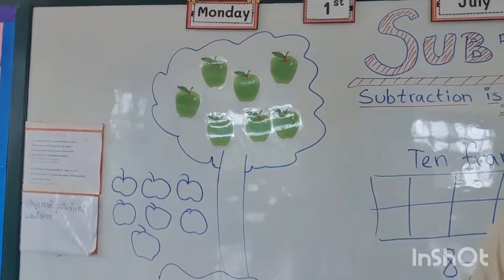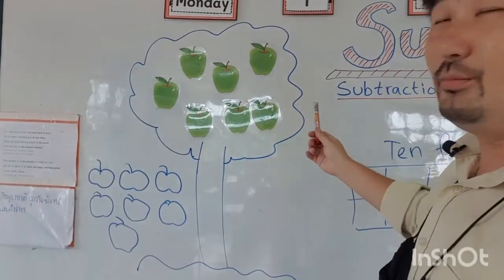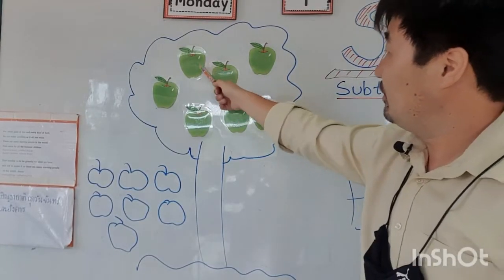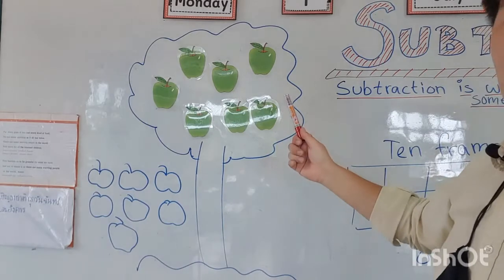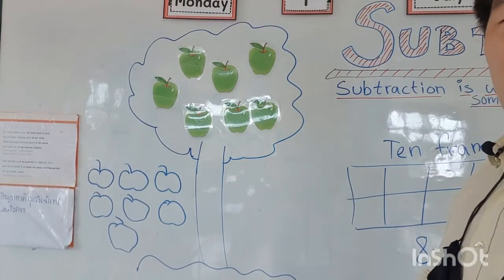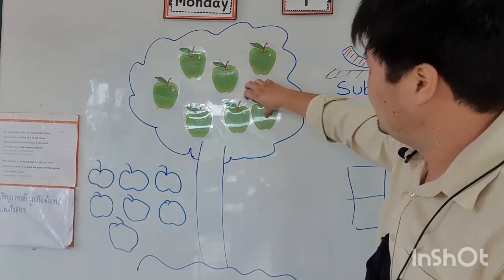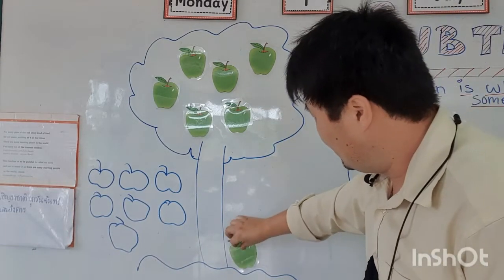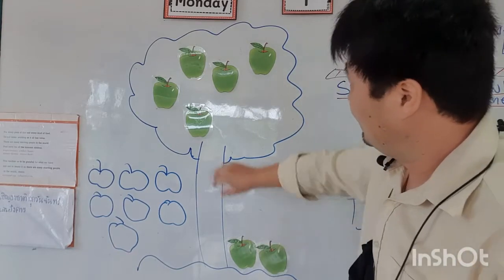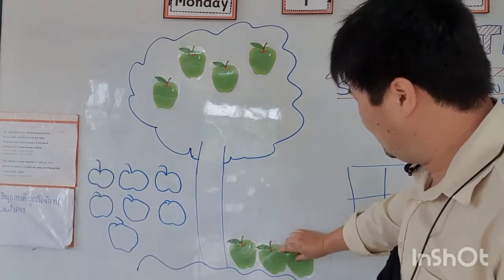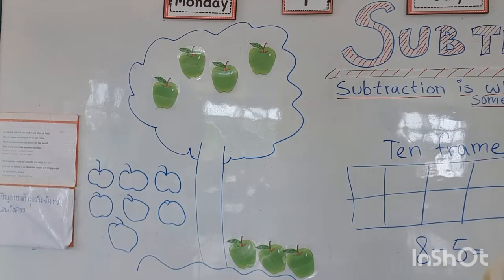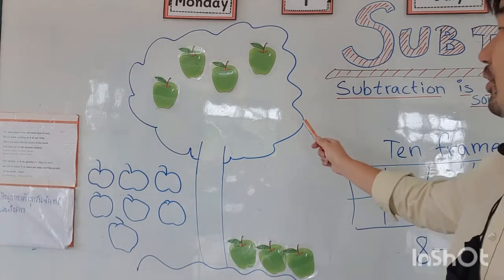Okay, so here we have a very beautiful apple tree, and there are 1, 2, 3, 4, 5, 6, 7 apples on the tree. Then one day 3 apples fell to the ground because they were ripe. Okay, so 3 apples fell off, and then the question: how many apples are left on the apple tree?